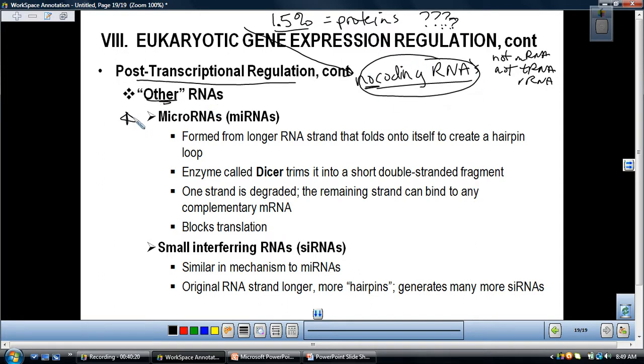Here's one of them. This is the hottest one right now. Actually, these are both really, really hot in the research field right now. This one is called MicroRNA, or miRNA for short. It's made from a longer RNA strand.